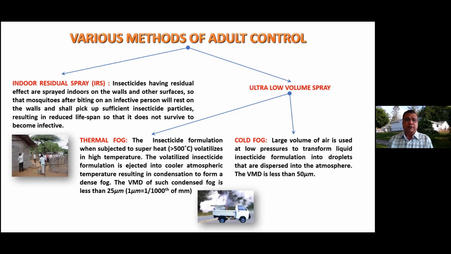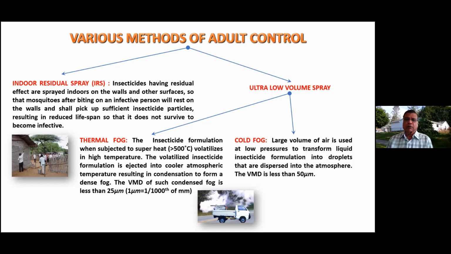Its lifespan is reduced, so even if it picks up infection, it may not become infective because it will die in 1 or 2 days. Maximum, it should die in 6 hours, but sometimes it takes about 24 hours when the insecticide loses its efficacy. It takes 24 to 48 hours, but still it dies before it becomes infective. So that is the principle behind that.